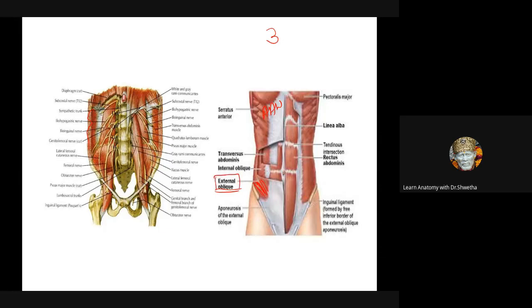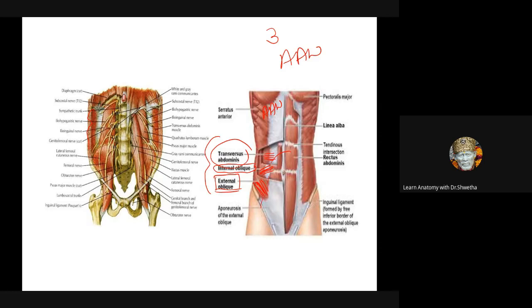In the middle, you have the internal oblique. Again, the oblique fibers, and it is placed internal to the external oblique. That is why it is called internal oblique. Innermost is the transverse abdominis because the fibers are transverse. So these three muscles are the muscles of the anterior abdominal wall. These nerves should pierce these muscles and come out and supply the destined parts.